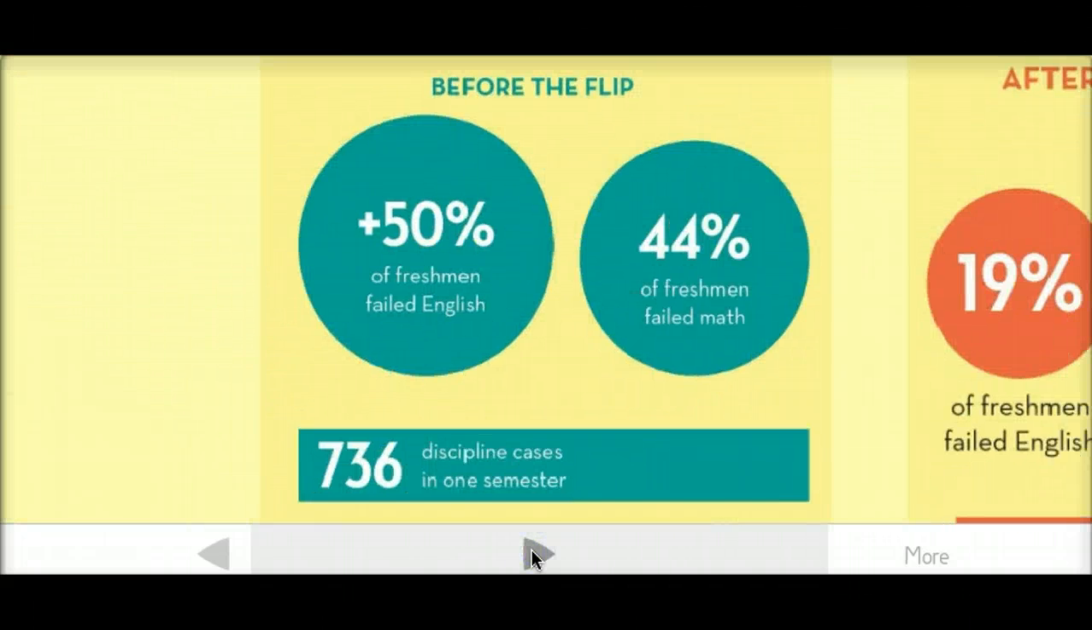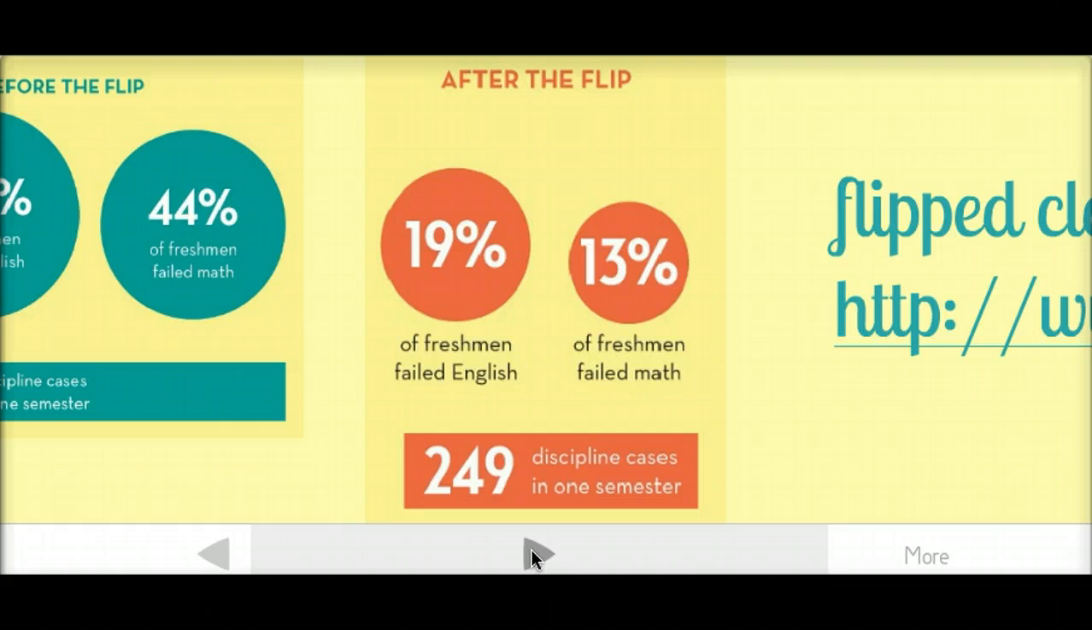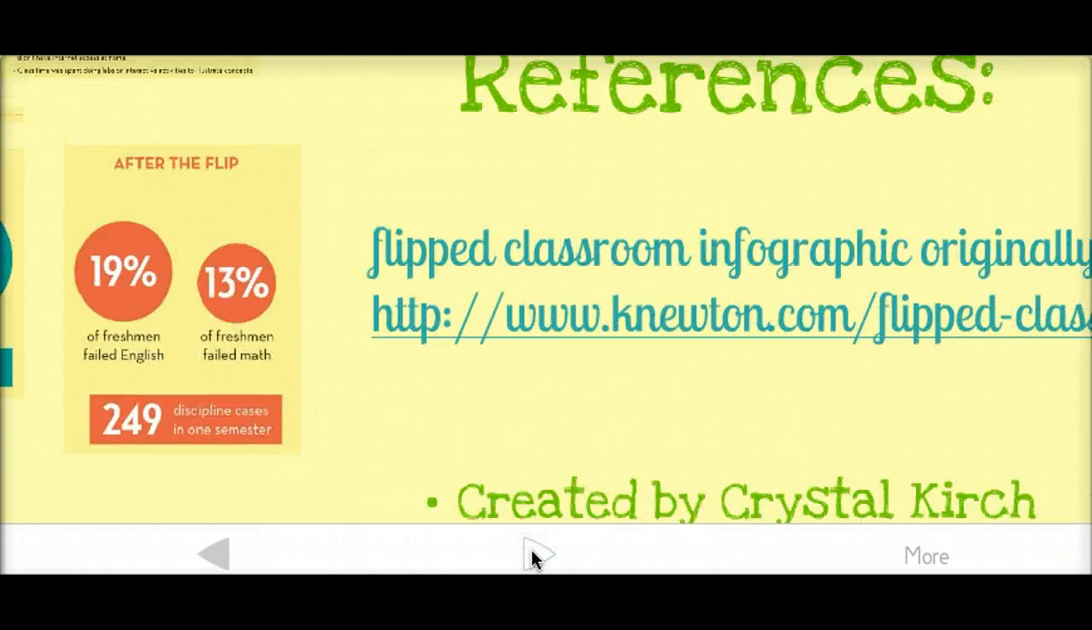Before the flip, 50% of freshmen failed English and 44% of freshmen failed math. 736 discipline cases in one semester. After the flip, only 19% of freshmen failed English and only 13% of freshmen failed math. That's only 249 discipline cases in one semester.